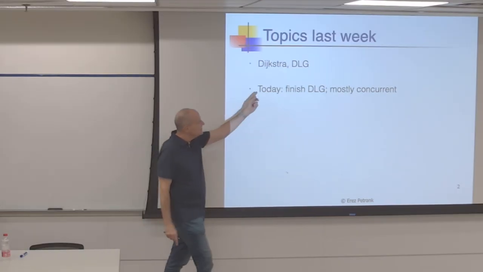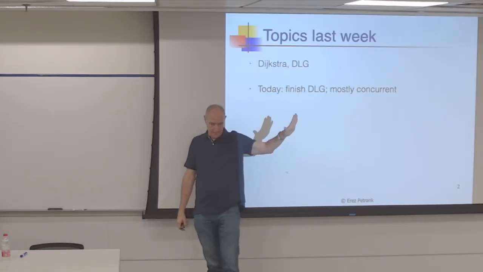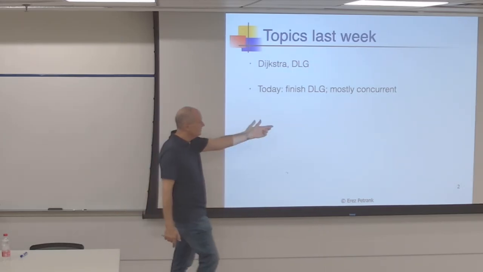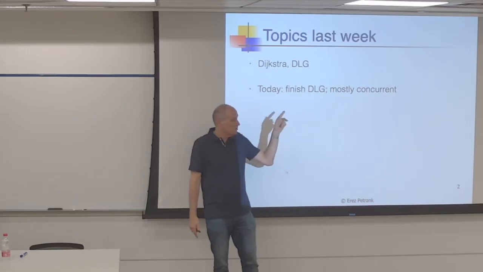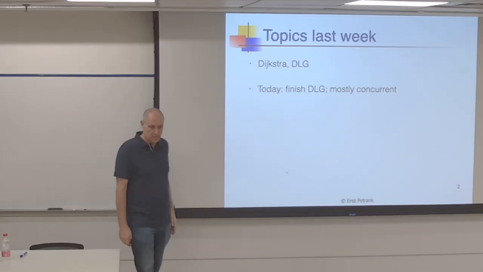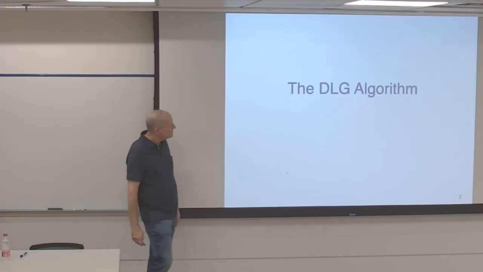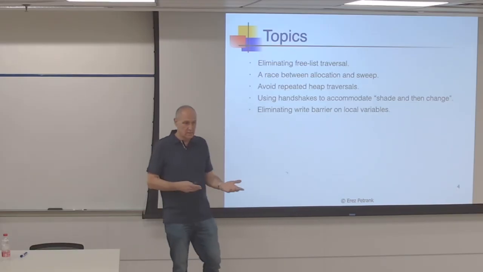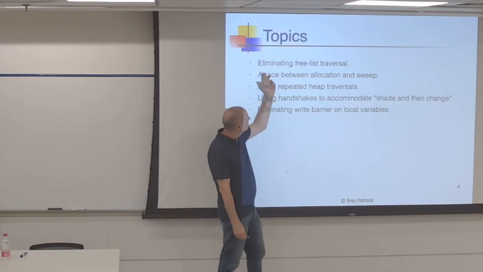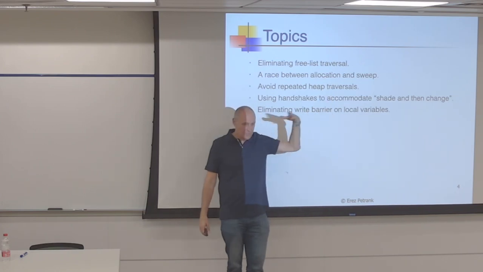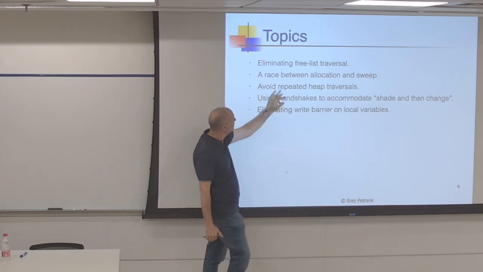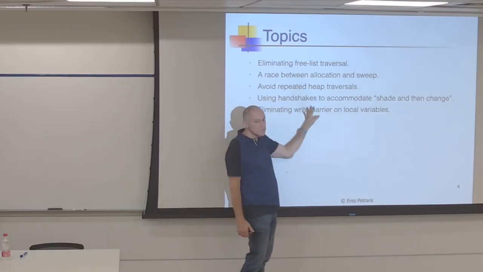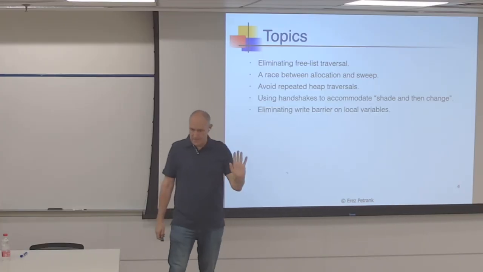We did Dijkstra and started the DLG last week. Today we're going to actually do DLG, and then hopefully mostly concurrent in the second hour. Okay, so DLG, we had problems with Dijkstra that it was not perfect. So we had that free list traversal, which is easily solved. We talked about this, and we just use a blue color. But the rest of the topics we'll cover now step by step.